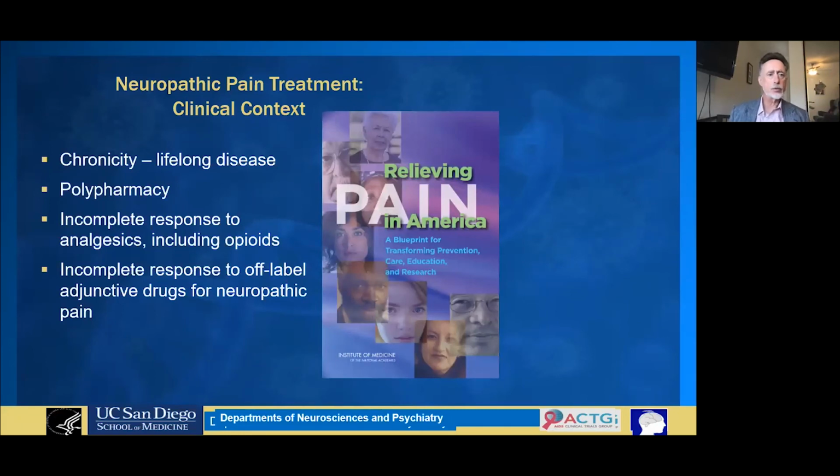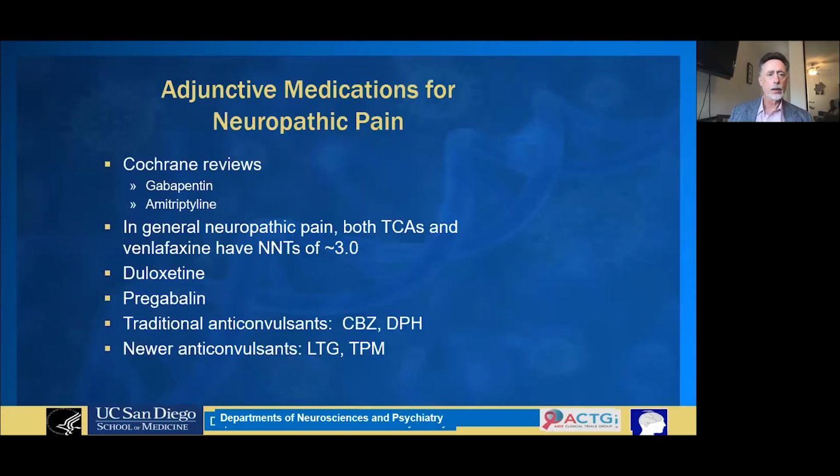Just a few words about treatment. We are highly motivated to seek alternative effective treatments for the neuropathic pain, because we now have this as a lifelong disease, as you saw, contributes to polypharmacy, often incomplete response to analgesics, even opioid medications, and other adjunctive neuropathic drugs. These are some of the drugs that we use. They are moderately effective, but as I mentioned, there are many treatment resistant individuals.